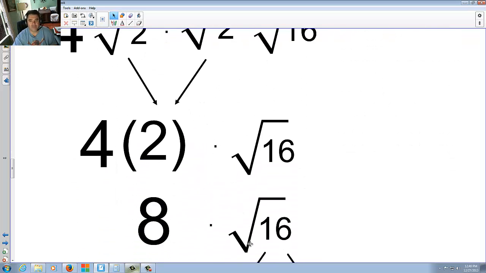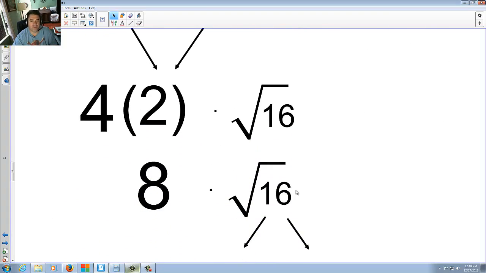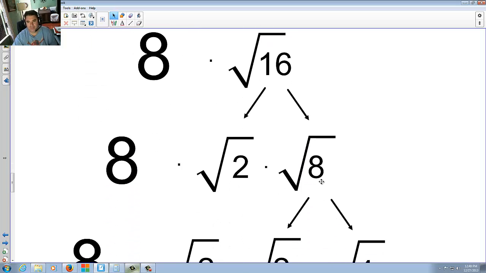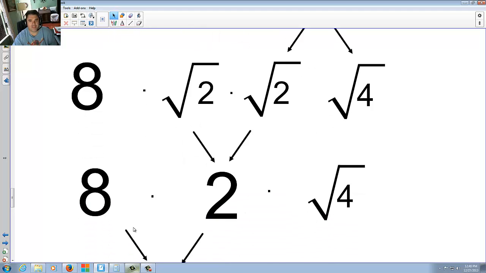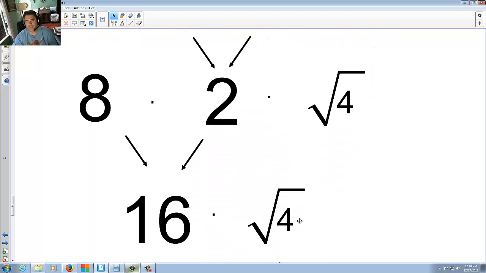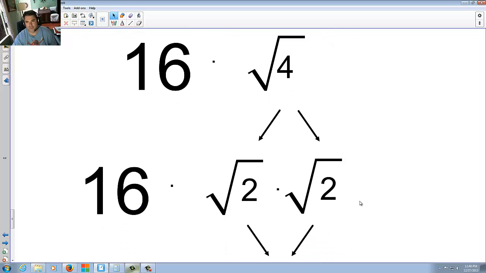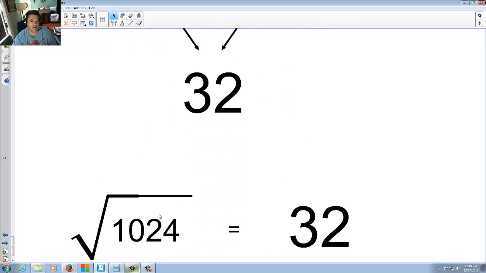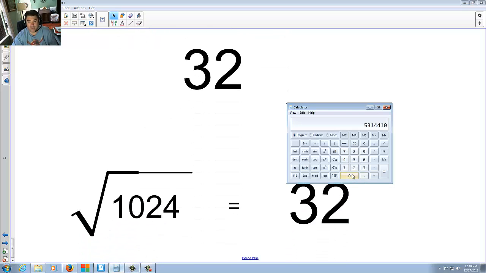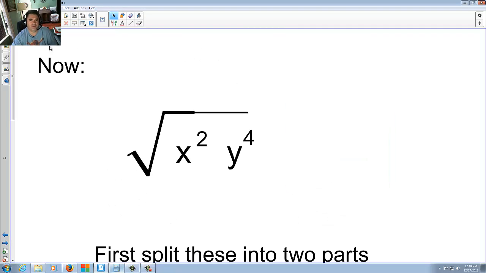So you have 8 times square root of 16. Square root of 16, you can break 2, 2 and 8, 8, 2 and 4. 2 times 2 is 2, big 2. 2 times 8 is 16. 16 times root of 4, well, hopefully you know root of 4 is 2, and 2 just makes a whole 2. Whole 2 times 16 is 32. Or simply you can take your calculator and take 1024 and just root that and see what you get, if you can find it on the thing here. It becomes 32 as well. So either way, there's no wrong way to do this.